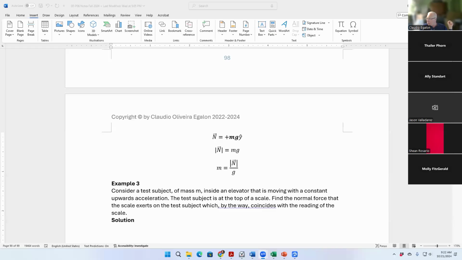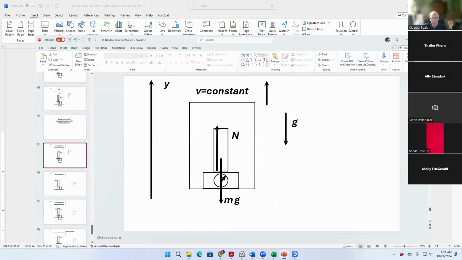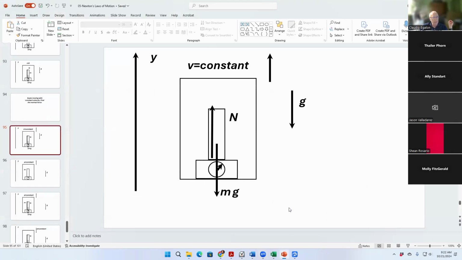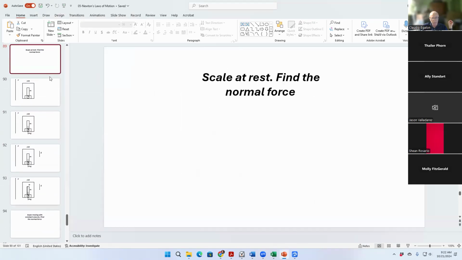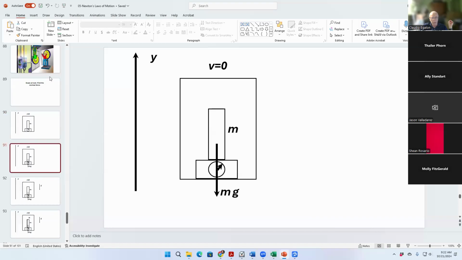Can you explain how the y hat made g negative? Okay, let's do that. Right in here, we're looking at this one. See here. Here is the negative sign, Molly. It arises because we define my y-axis being upwards.